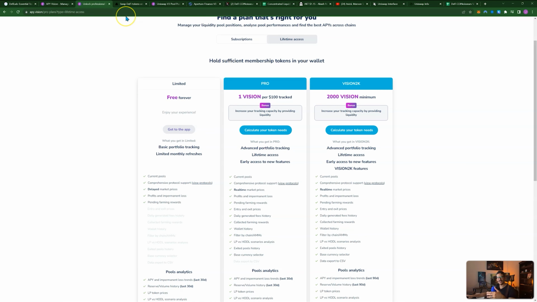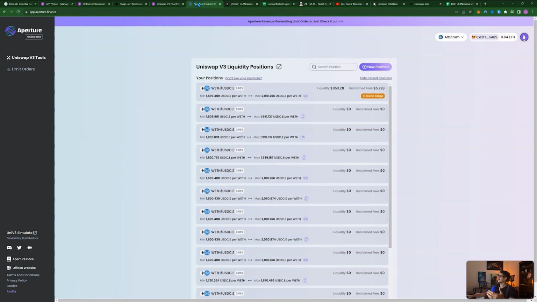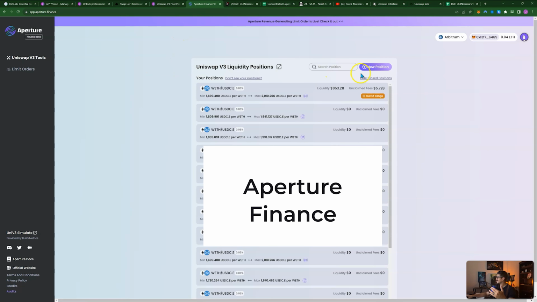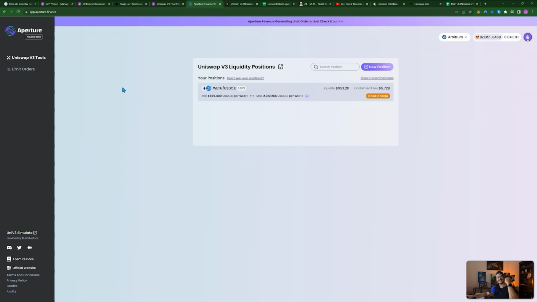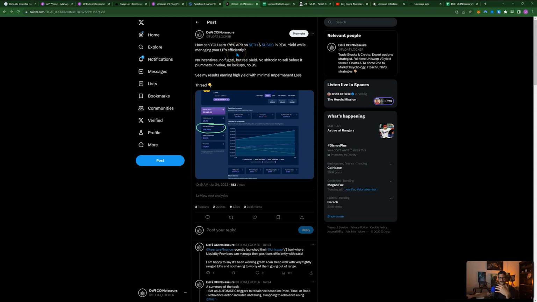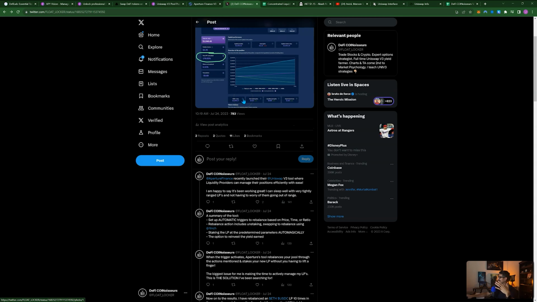The last tool I want to talk about, which is currently in beta, is called Aperture Finance. Now, what this tool does, it rebalances your liquidity pools automatically based on either a time, a price, or a ratio in your liquidity pool. So I'll show you right here. I farmed it for about a few weeks using this tool. And I have this Twitter post where it breaks it all down, right?